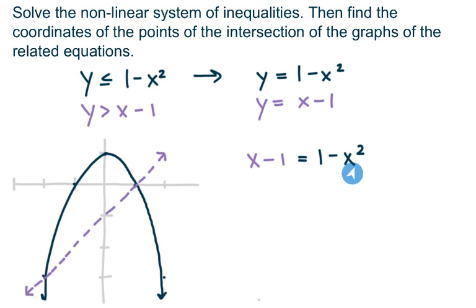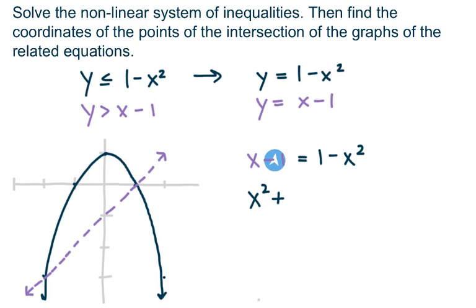So now I'm dealing with a quadratic polynomial. When we're dealing with anything that's quadratic, we always want that in descending order equal to 0. So I'm going to add the x squared over to the right. I've got x squared plus x.